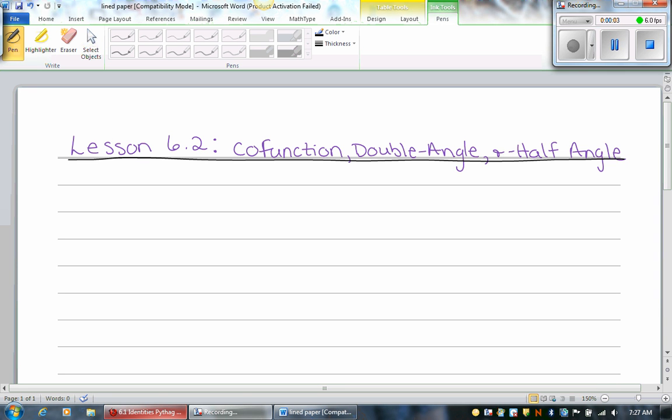This lesson is for Mrs. Cucci's College Now Pre-Calculus class. We are on lesson 6.2, cofunction, double angle, and half angle identities. So what I need you to do is have your notebook out.